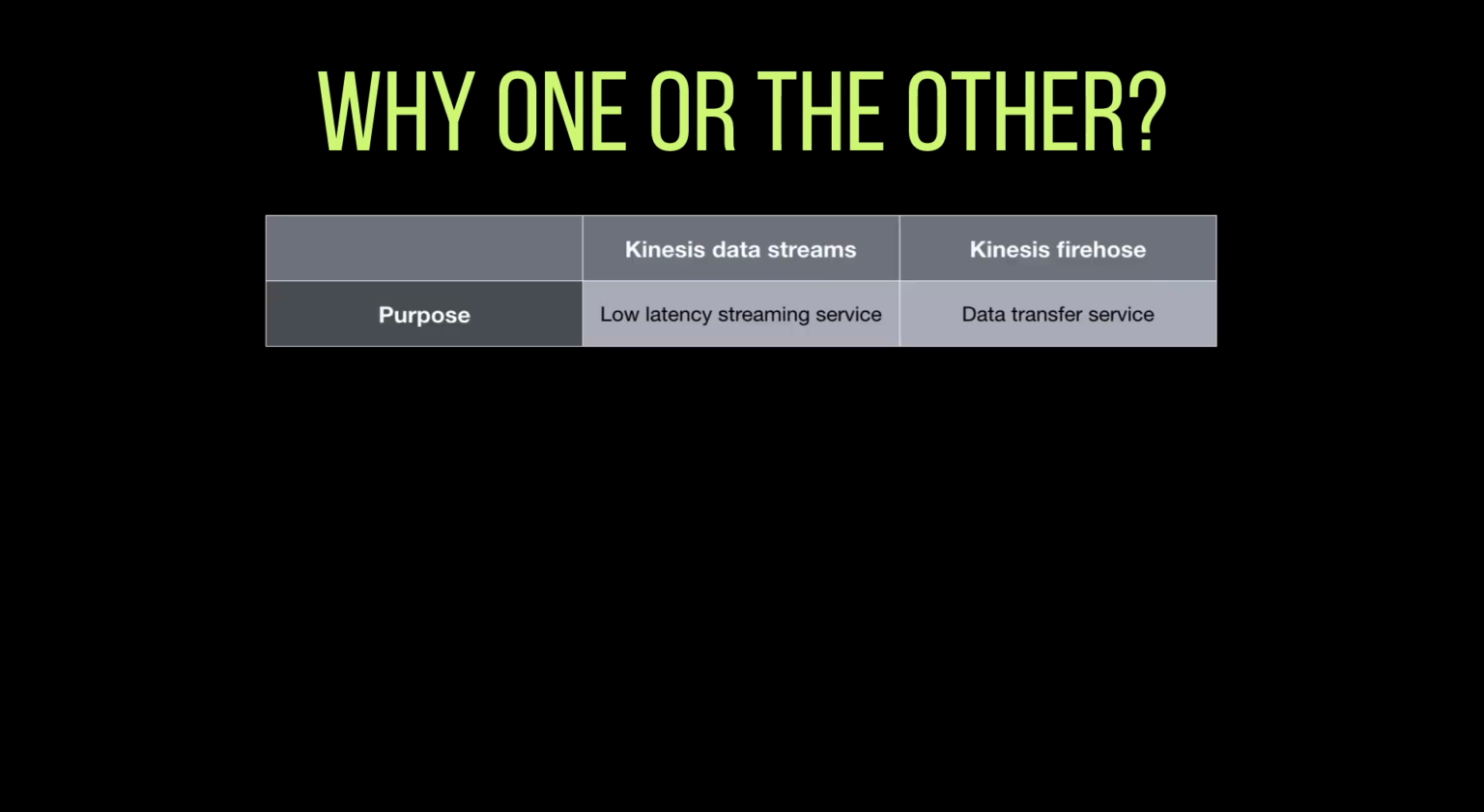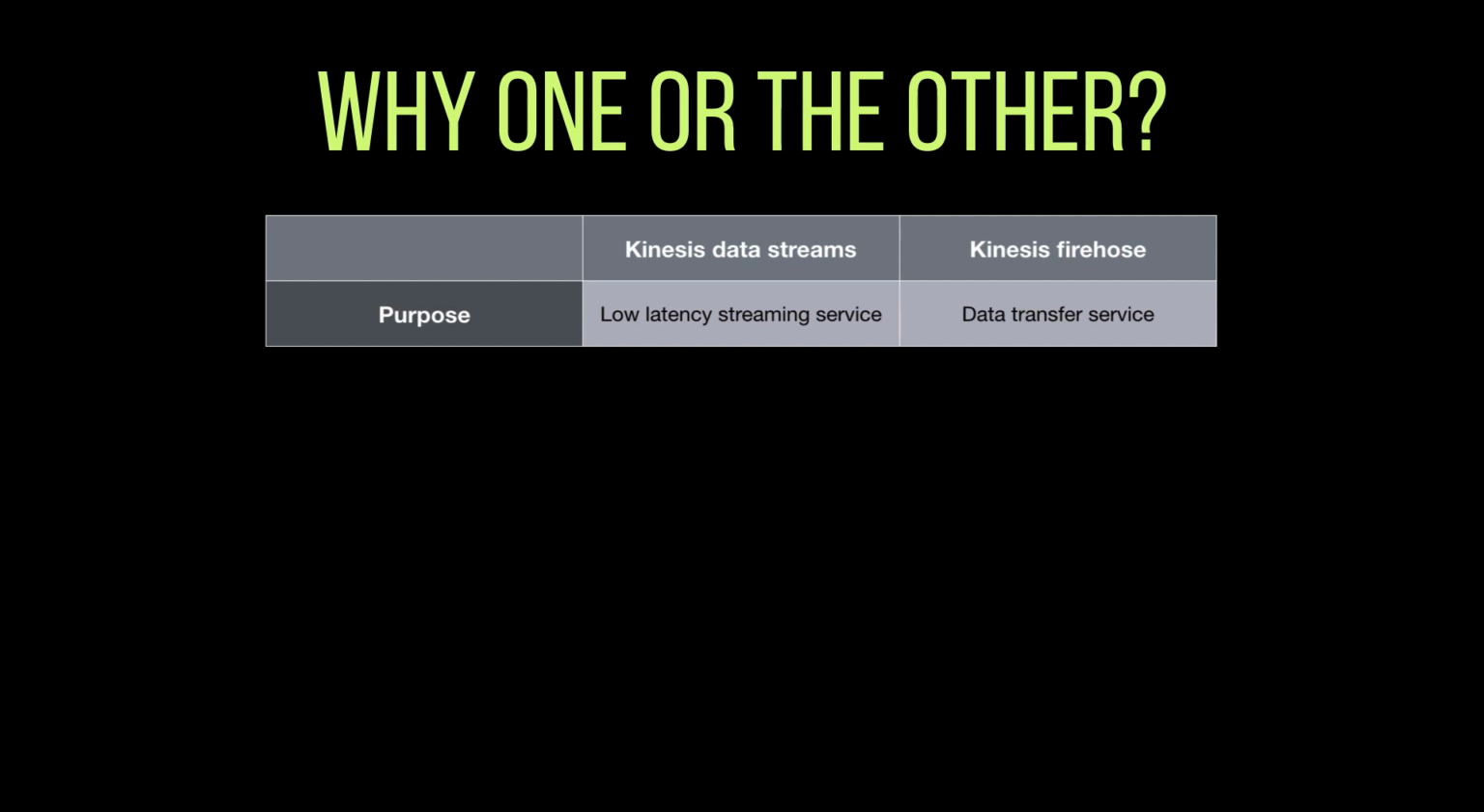By this time, you might be wondering which one should I choose. They sound very similar. So let's look at some of the main differences so you can decide which one is best suited for you, and you will realize how different they are. Let's look first at purpose. Data Streams is a low latency streaming service for ingesting data at scale, while Firehose is a data transfer service for loading streaming data into S3, Redshift, Elasticsearch, and others.